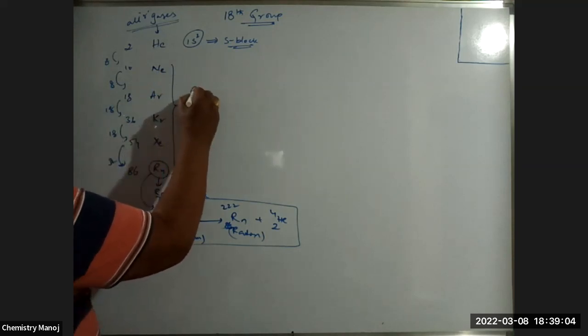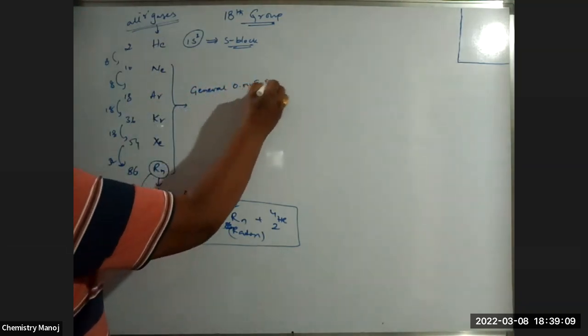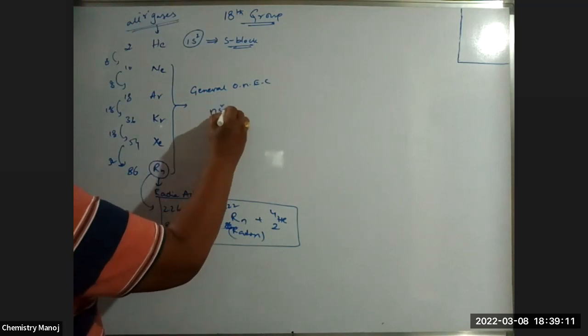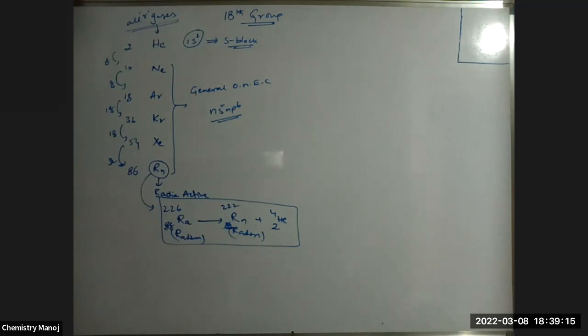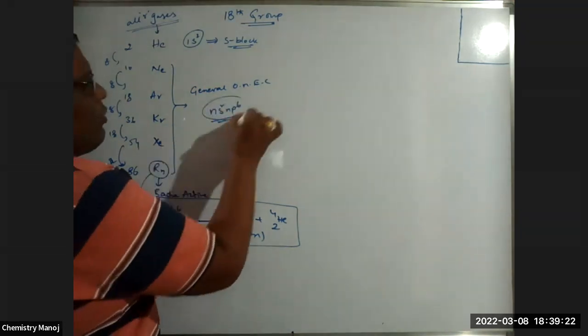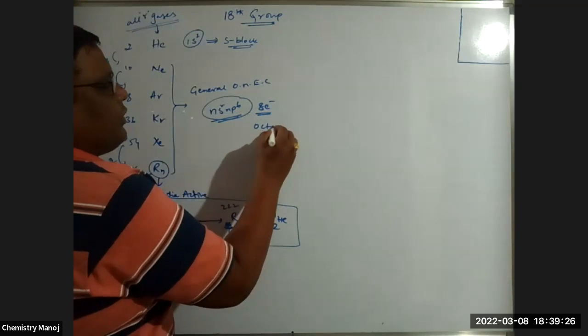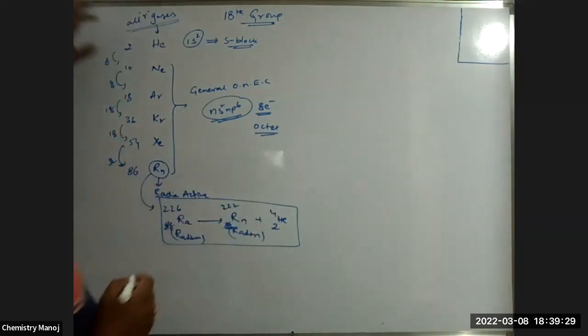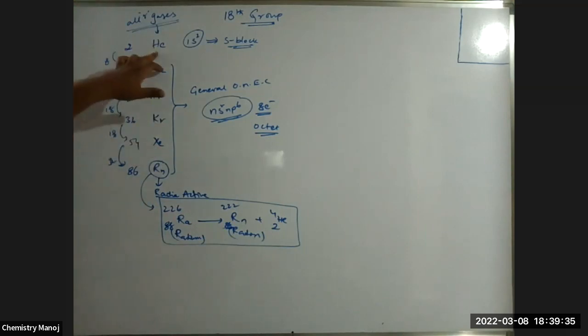All these have general outermost electronic configuration as ns2np6. So except helium, the remaining elements have general outermost electronic configuration ns2np6. That means the outermost orbit has 8 electrons. It is called octet configuration. That is why all these elements are very, very stable except helium.